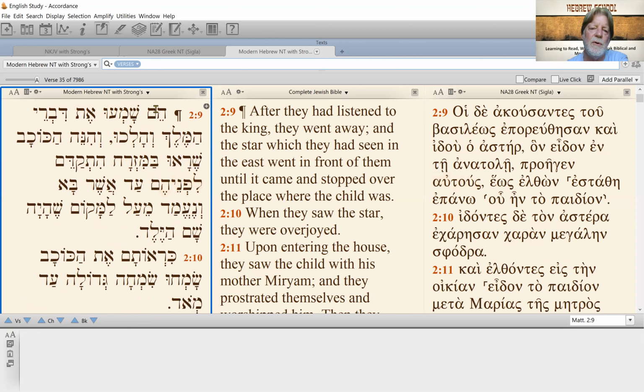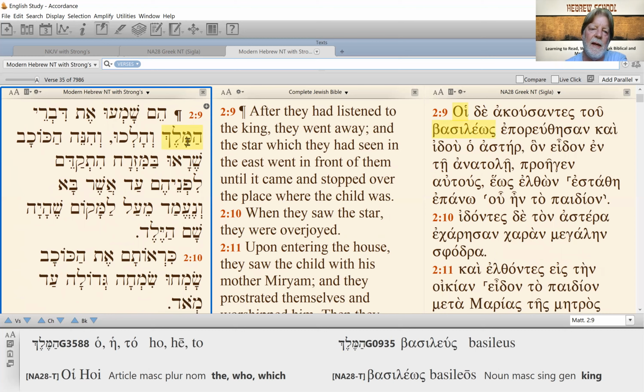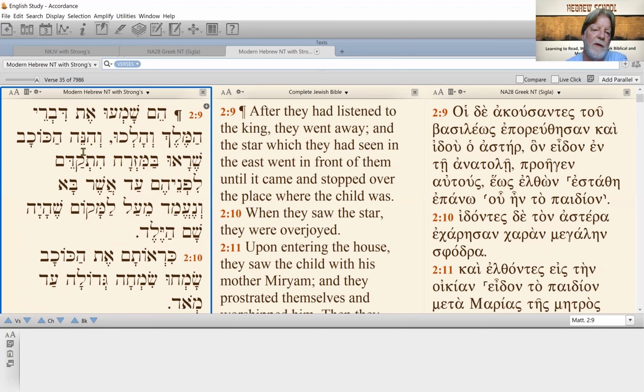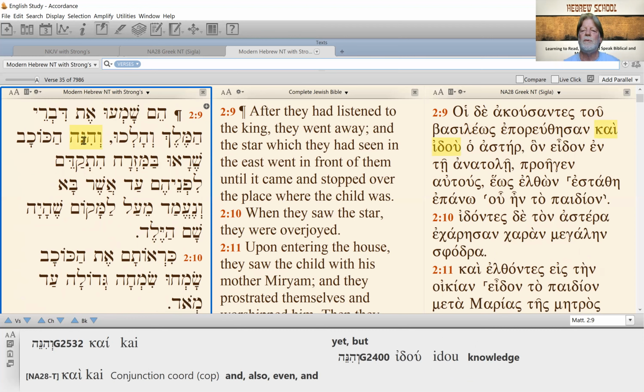Hem shma'u, they, hem is they, shma'u, they heard, et, direct object indicator, divrei, the words of Hamelech, the words of the king, v'halaku, and they went their way. V'hine, behold, kaidu in Greek. So hine, something got their attention.